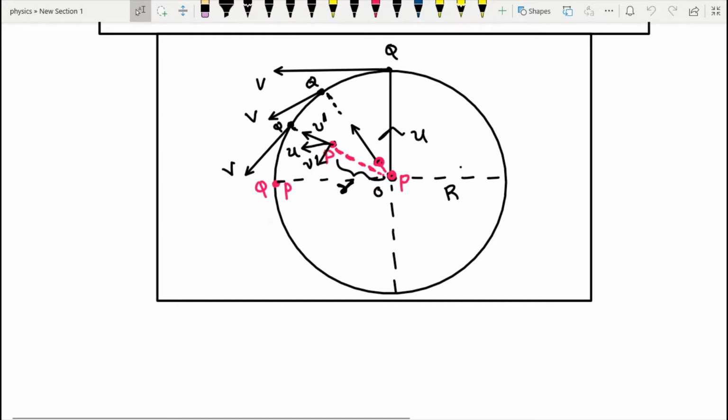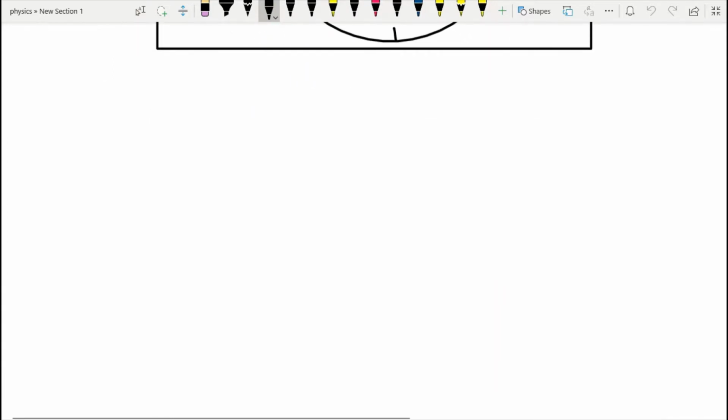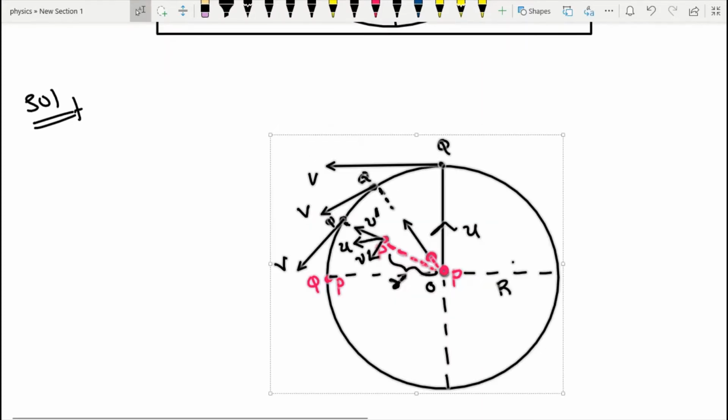So just see, copying this for the safe side. So we have to solve this problem now. Directly proceeding to the solution. This is the diagram.